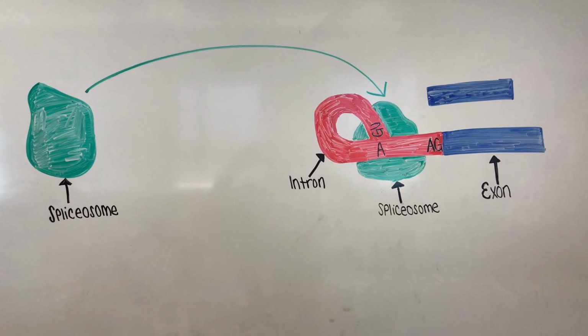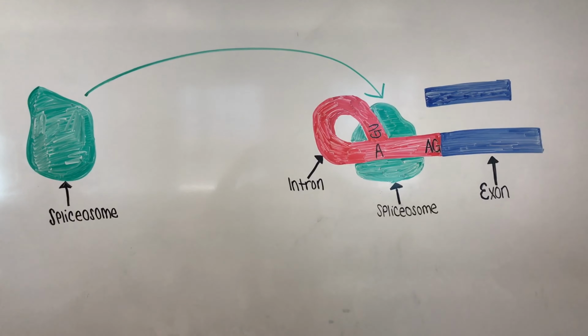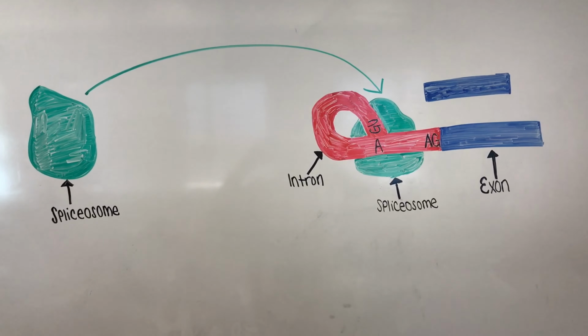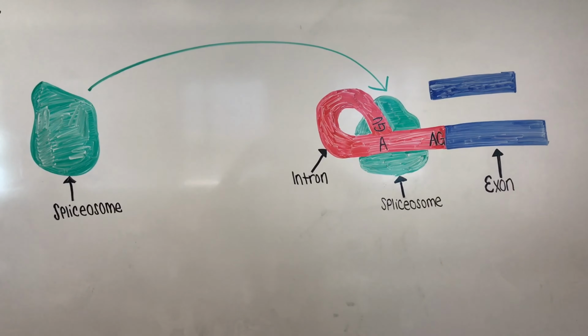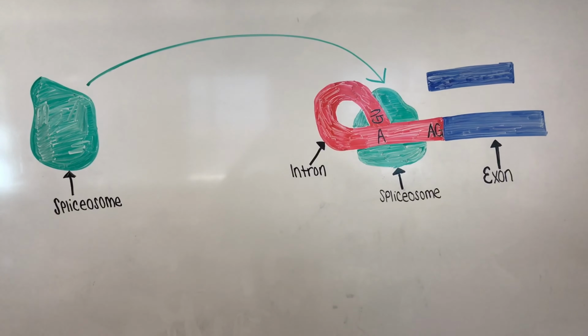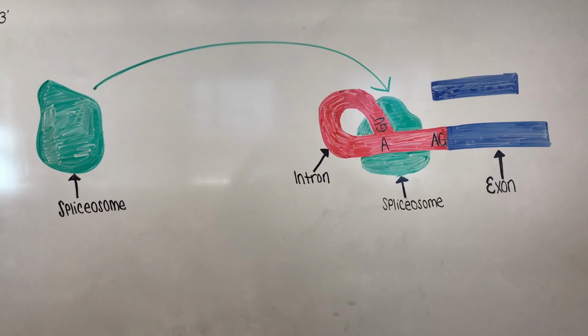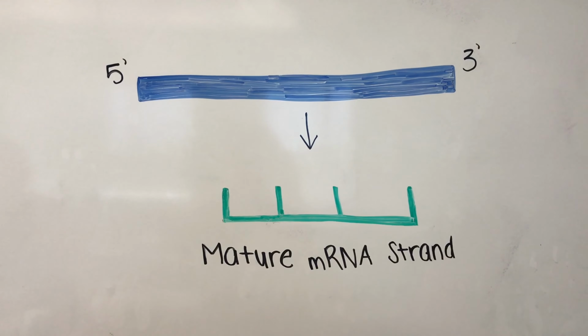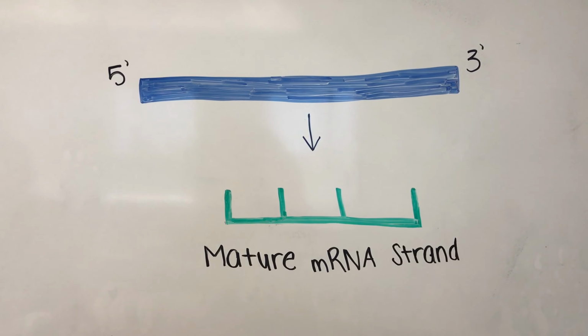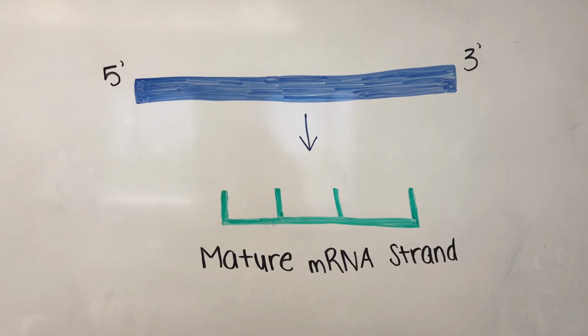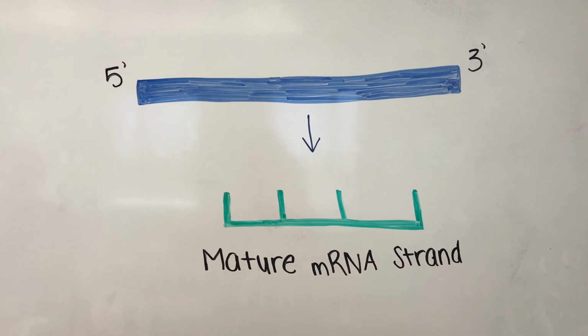Introns are cleaved at the 5' GU sequence, which is the starting code for introns, and forms a lariat, or loop, at the A branch site. The 3' end of the intron is next cleaved at the AG sequence, which is the end code of an intron. Once all of the introns are spliced out, the exons are linked together to produce a mature mRNA strand that can then be used in translation.